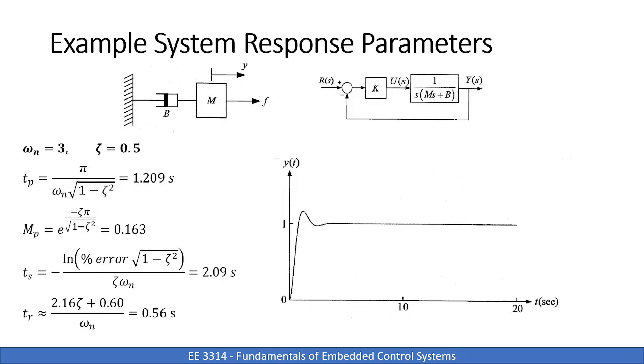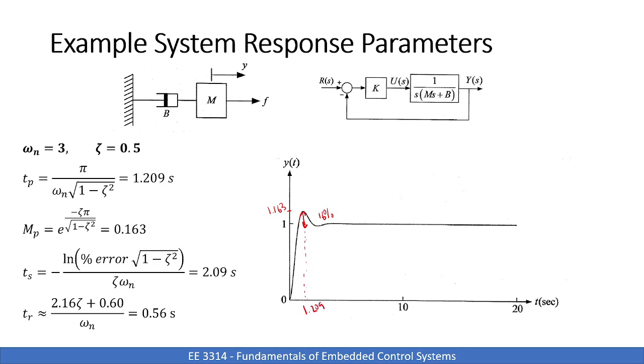So in this case, for our particular values of omega n equals 3 and zeta equals 0.5, we can actually go through and calculate all of these. So our overshoot is about 16%. That looks about right, yeah. So this is probably 1.163. So that gives us about a 16% overshoot. Okay, time to that peak is 1.2 seconds, which looks about right. 1.209.